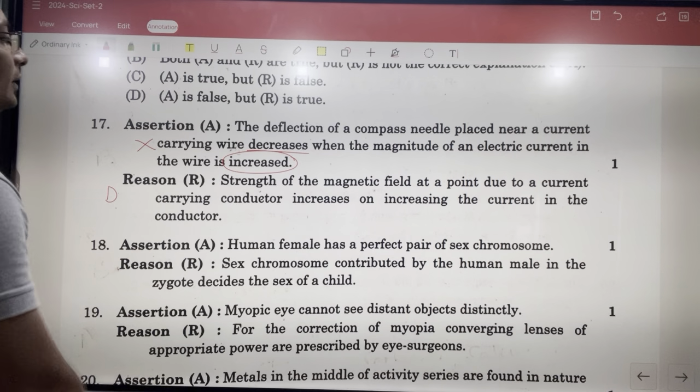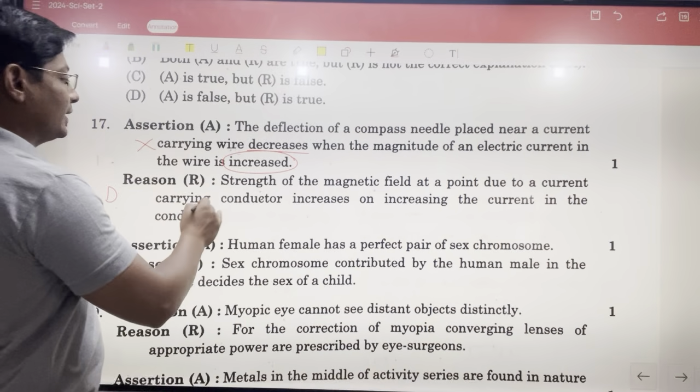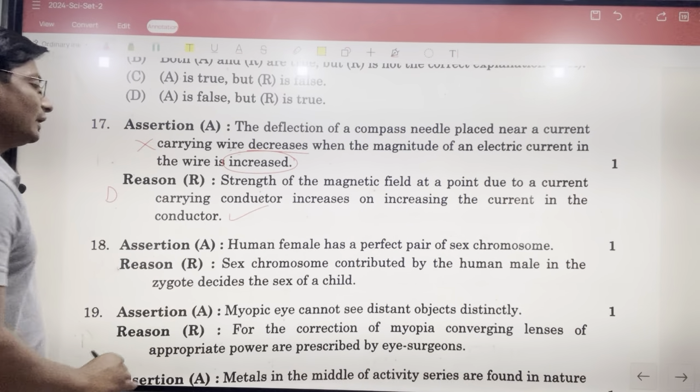Okay, so even without checking, if you read that the strength of the magnetic field at a point due to a current carrying conductor increases on increasing the current in the conductor, it is an absolutely correct statement.